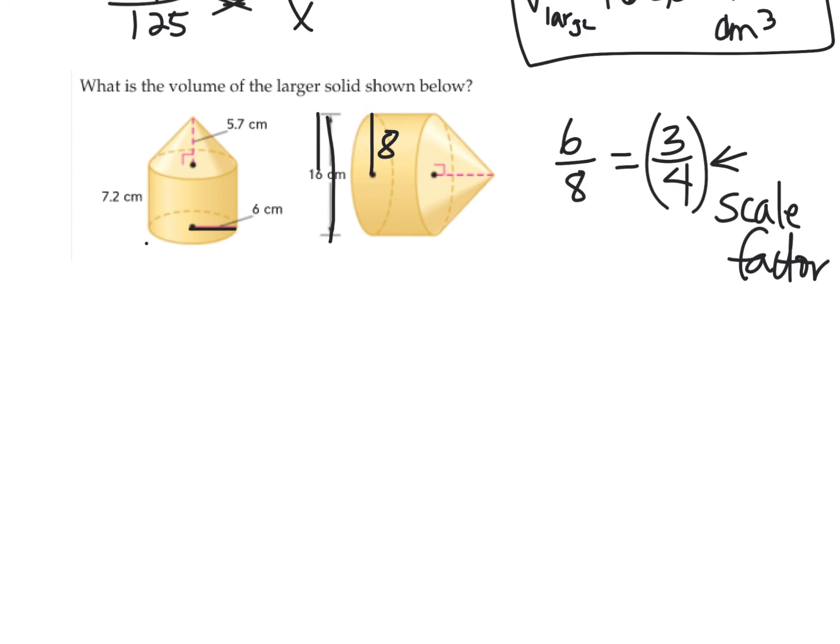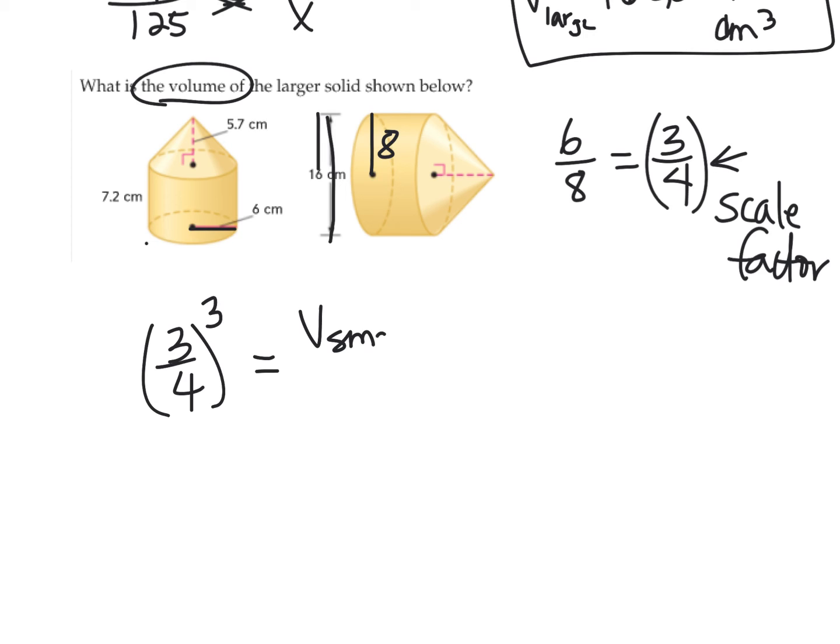To solve this problem, I'm going to take this scale factor and cube it, because I'm going for the volume. And I'm going to set it equal to the volume of the small solid over x, which is the volume of the large one. The next step is to figure out what the volume is for the smaller solid, and then you'll place it here, and then you'll cross multiply to solve for the volume of the larger one.